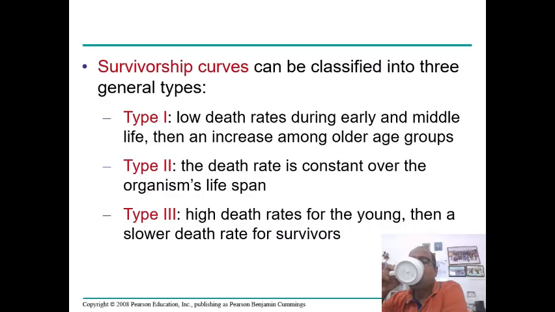Type 2: the death rate is constant over the life span. Means the individuals are dying at a constant rate from birth to the end of life. Type 3 is a high death rate among the young, then a slower death rate for the survivors.